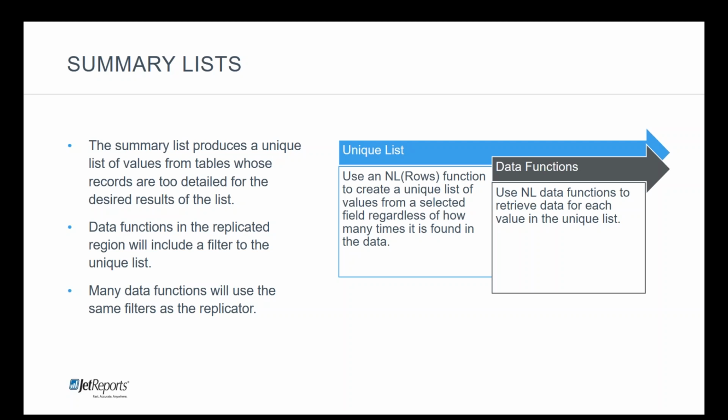So summary lists create a unique list of values from a field where that value is not unique. And regardless of how many times it is found in that data range that I'm selecting, if it's found, it only shows up once. So it creates this unique list of values to start off with.